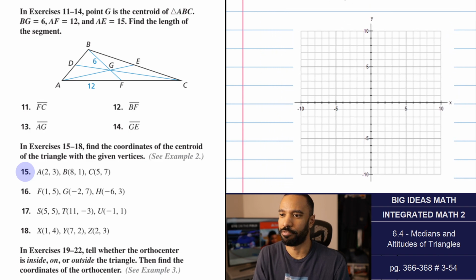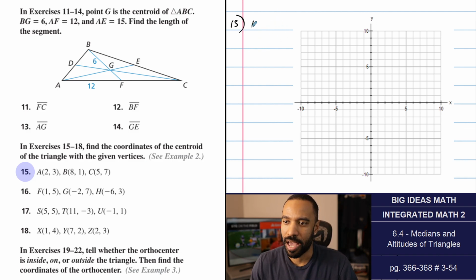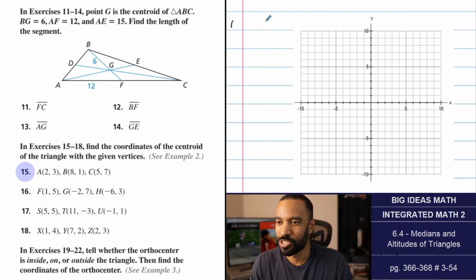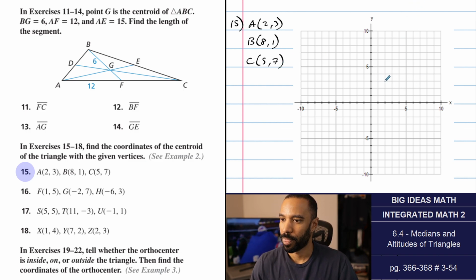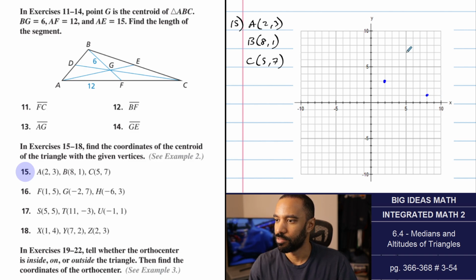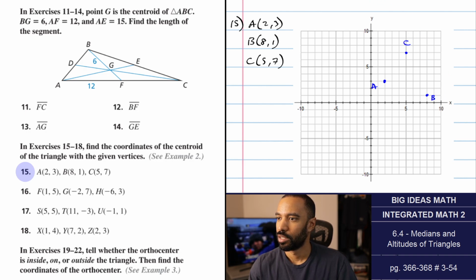All right, number 15. Find the centroid. So we have A as 2, 3. B as 8, 1. And C as 5, 7. So A, 2, 3. B, 8, 1. C, 5, 7. A, B, C. Okay. Let's go.